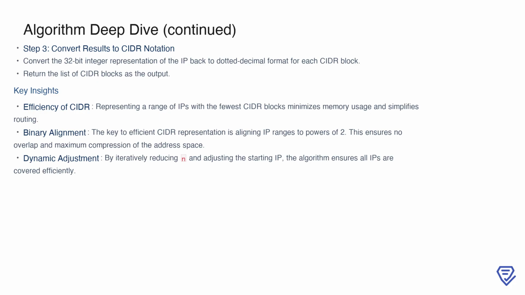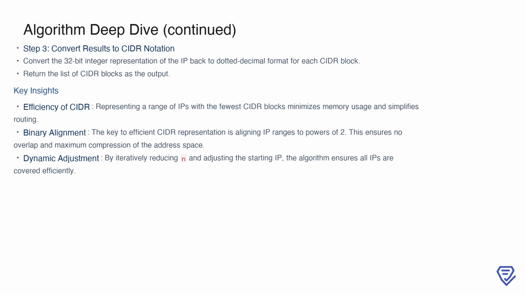Each 32-bit integer representation of the IP address is converted into its dotted decimal format, such as 192.168.1.0, and paired with its corresponding prefix length to form the CIDR block. These blocks are then returned as the final output.